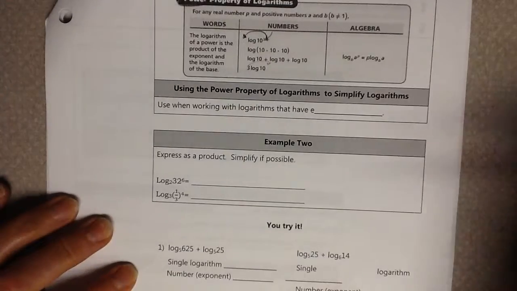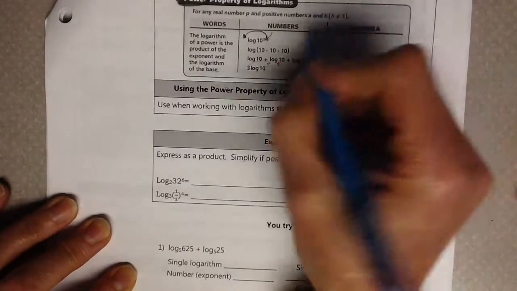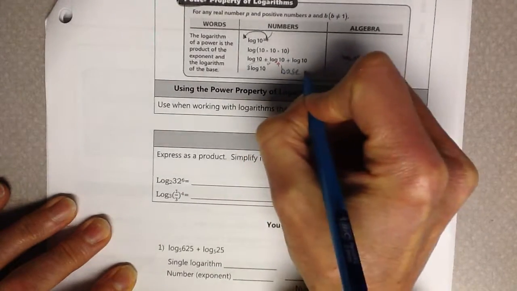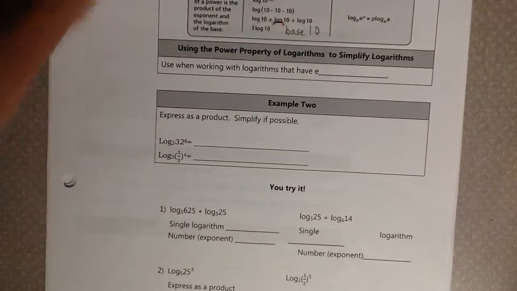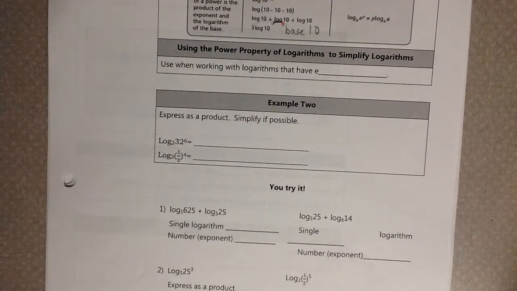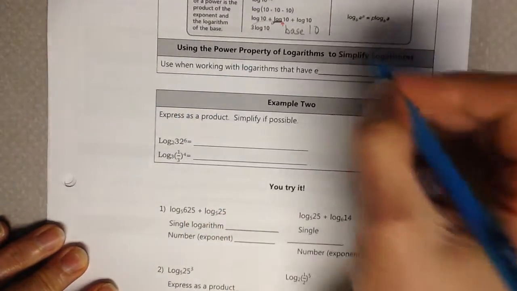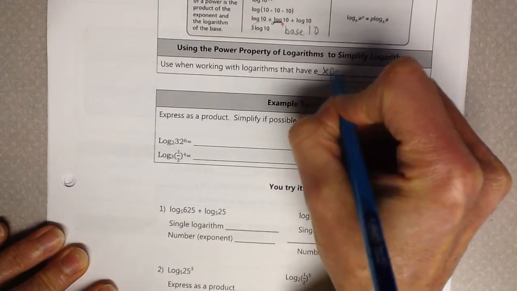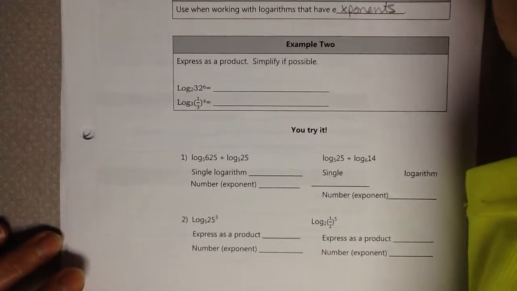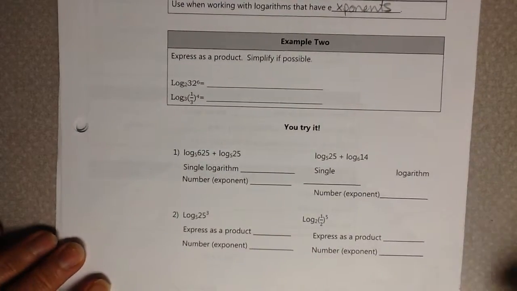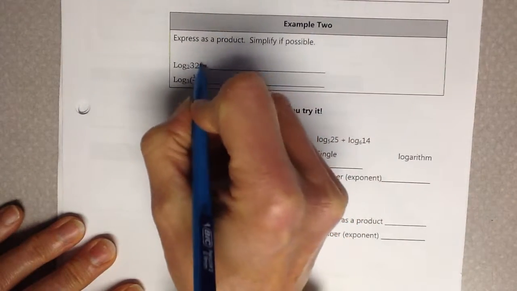Now, just a reminder, if there's no base listed down here in the basement, we automatically know that it's a base of 10 if this says log. Okay, so using the power property of logarithms to simplify logs, you use this when working with logarithms that have exponents. So just a lot of rewriting. I've told you all year that math is a lot about rewriting in order to simplify and solve.